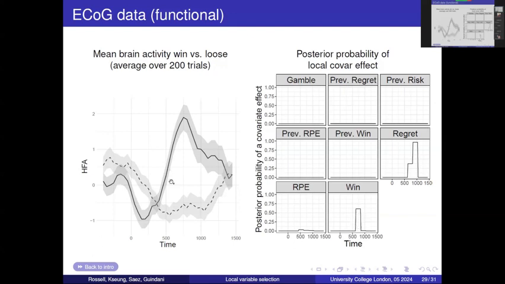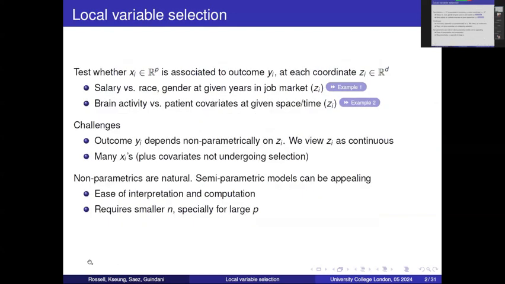So again, it's a local variable selection problem because we want to learn whether covariates have an effect, but at a specific coordinate, in this case given by time. Okay. Hopefully that helps fix the ideas.